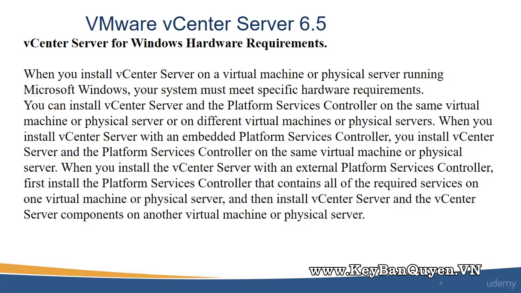When you install the vCenter server with an external platform service controller, first install the platform service controller, which contains all of the required services, on one virtual machine or physical server, and then install the vCenter server component on another virtual machine or physical server. That means if we want to install the vCenter on two separate machines, we need to install the platform service controller first, then we can install the vCenter server.